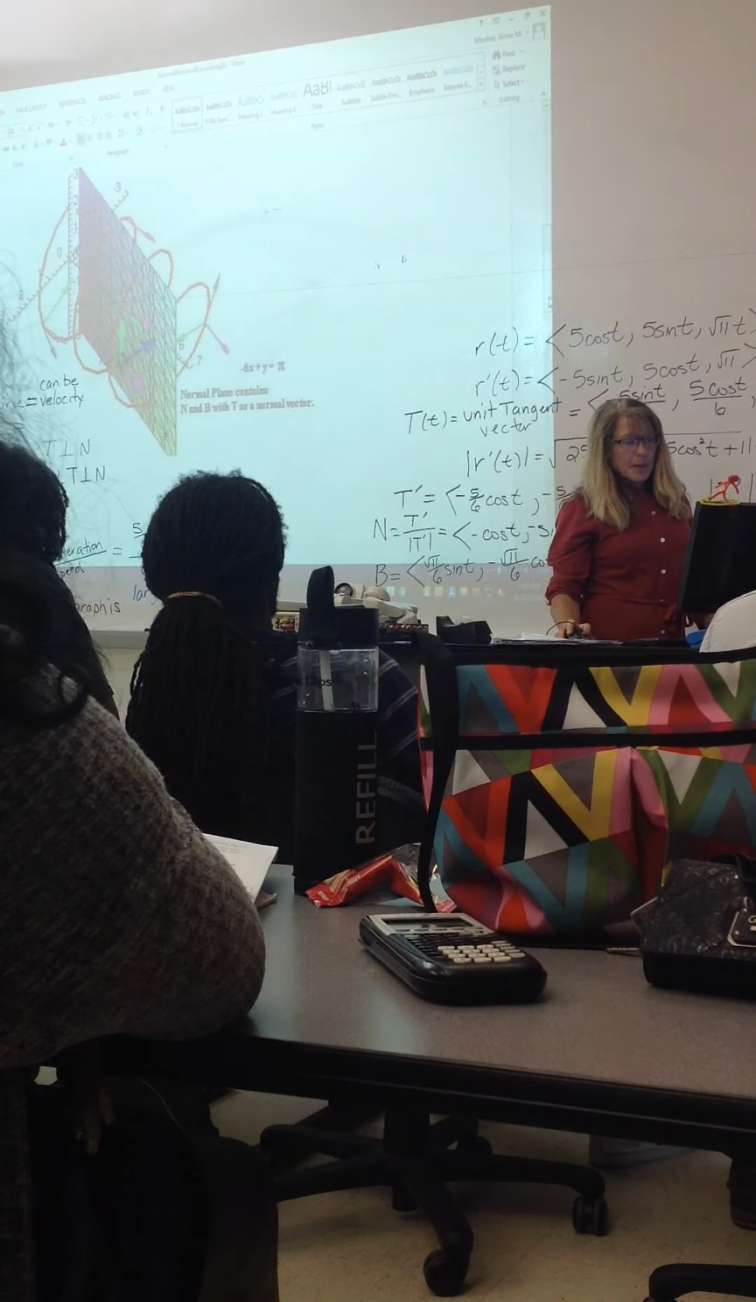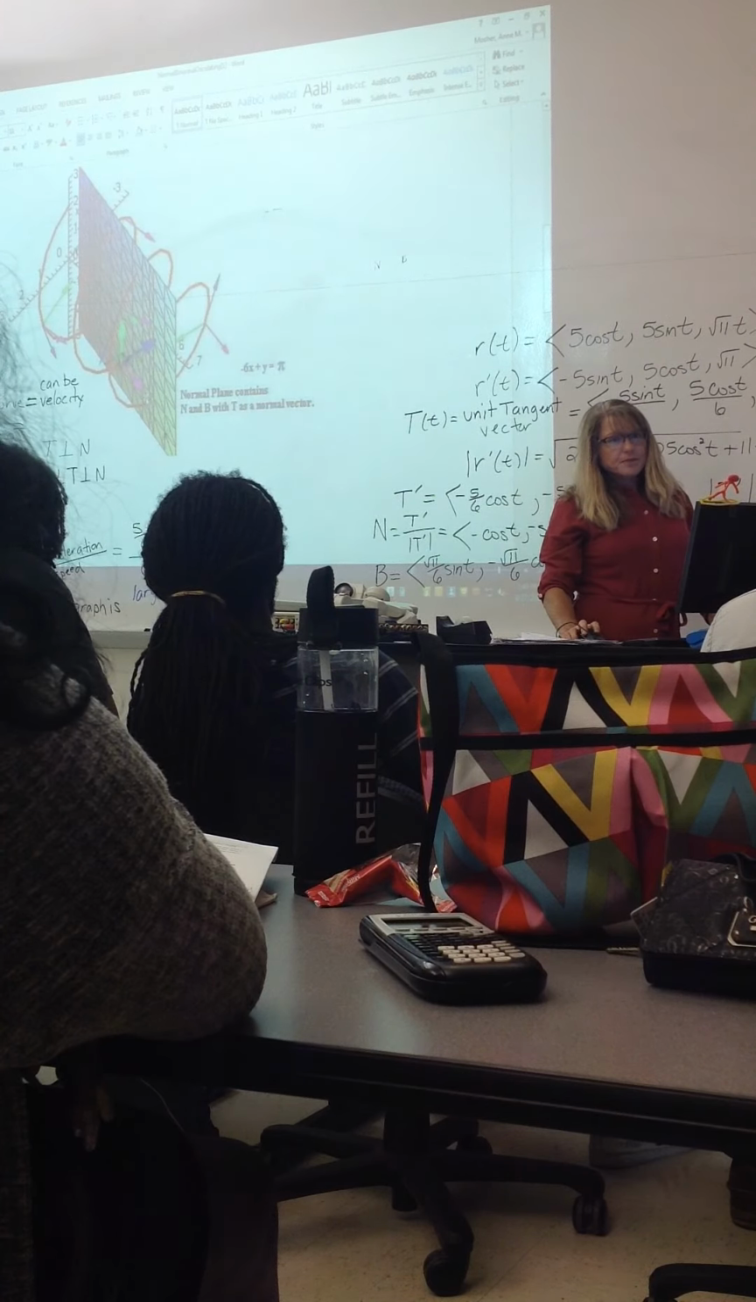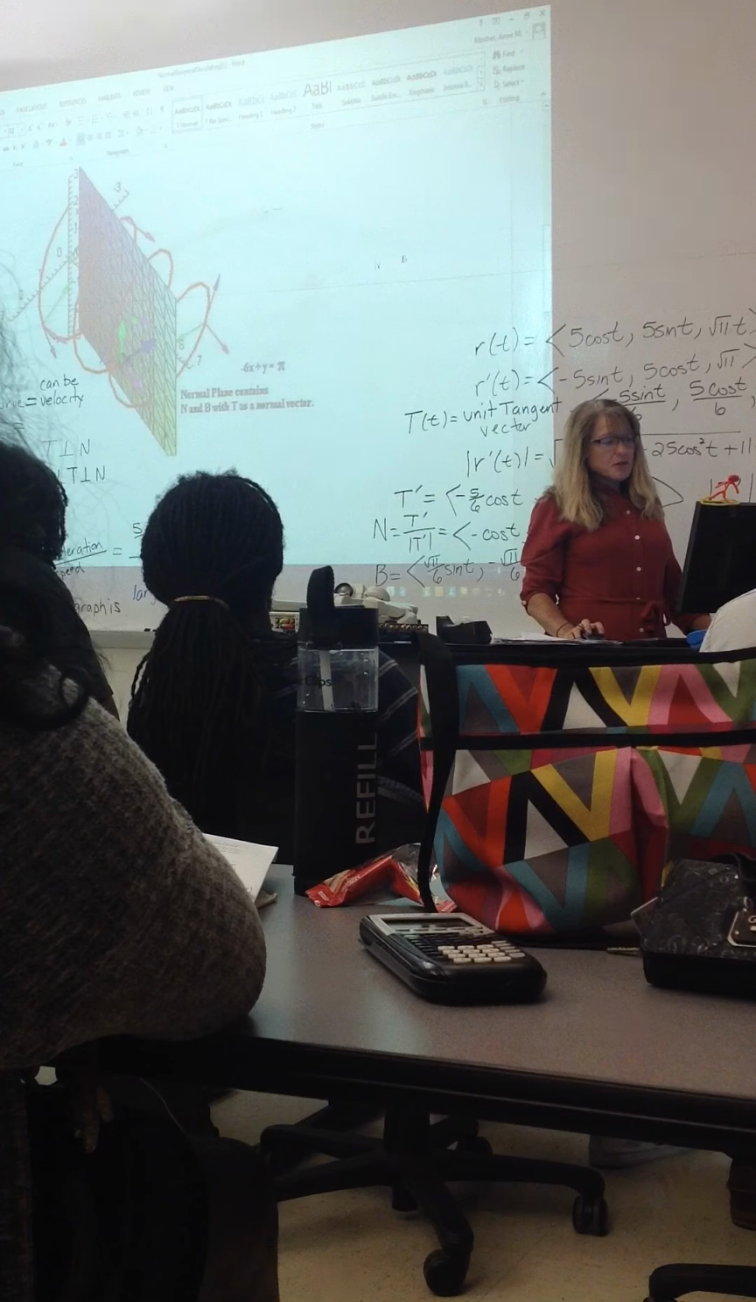So the pink is the acceleration? The pink is the binormal vector, which is the cross product of the tangent vector and the normal vector.